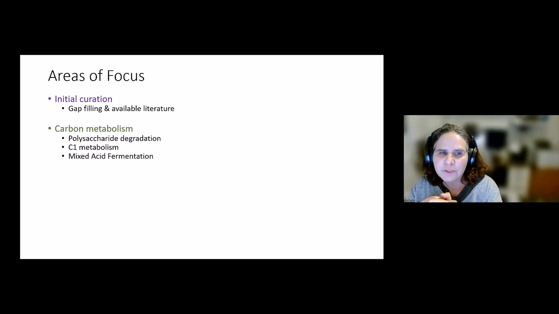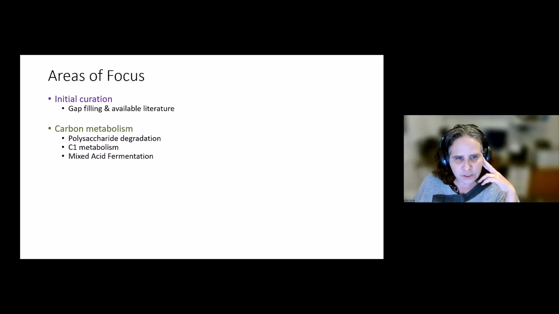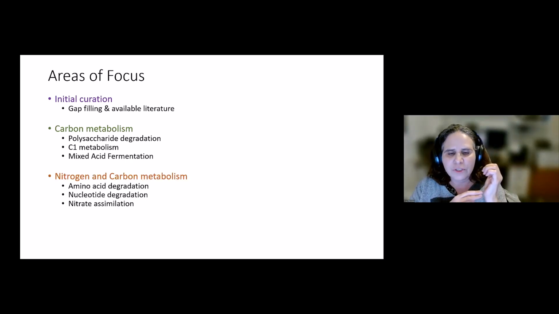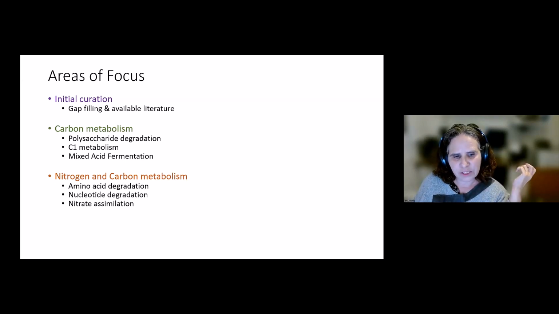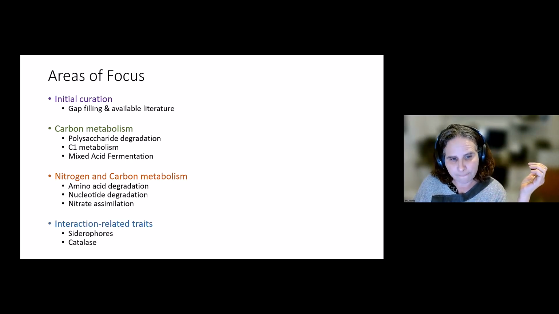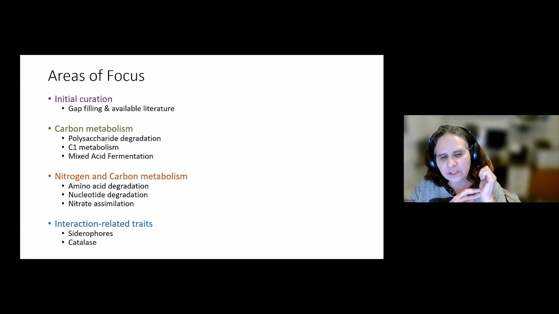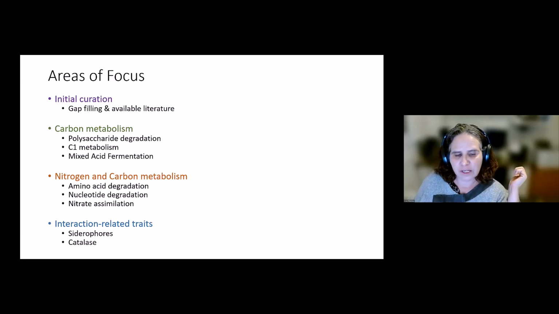So we looked at carbon metabolism, specifically polysaccharide degradation, C1 metabolism, and mixed acid fermentation. We look at nitrogen-related degradations, so amino acid degradation, nucleotide degradation, and nitrate assimilation, all in the context of if it is feeding organic matter, what could it be? And we looked at interaction-related traits, siderophores, and catalase.